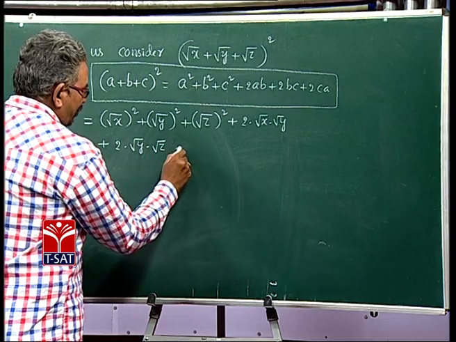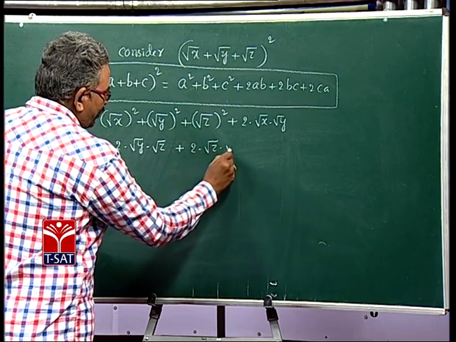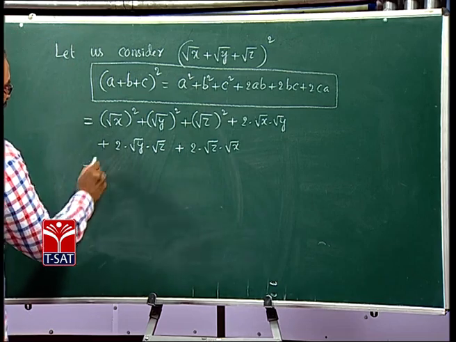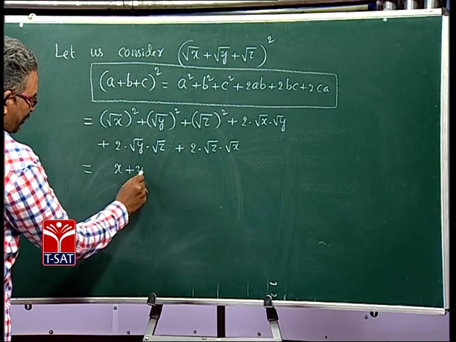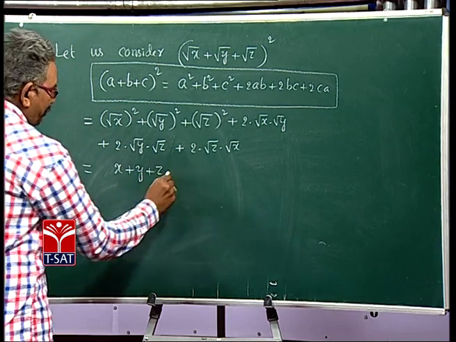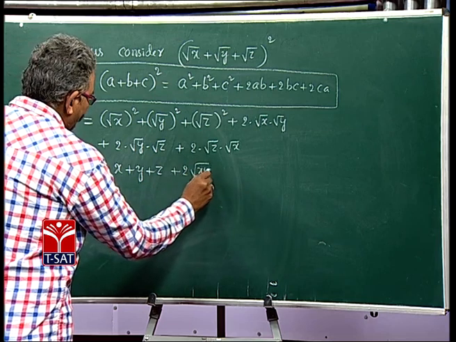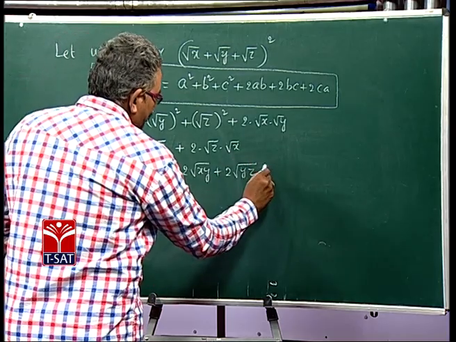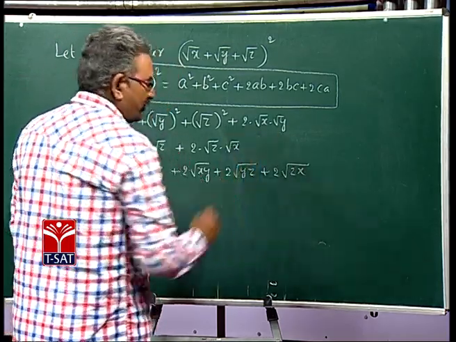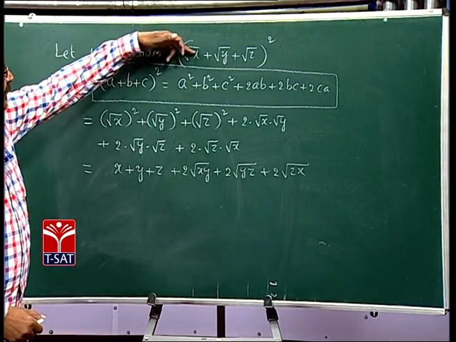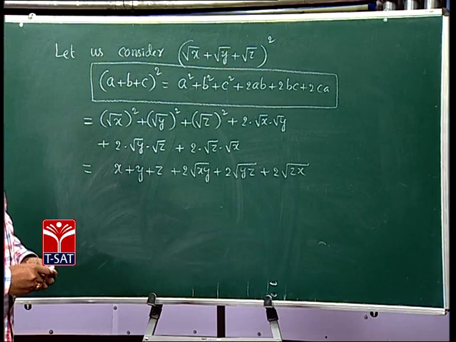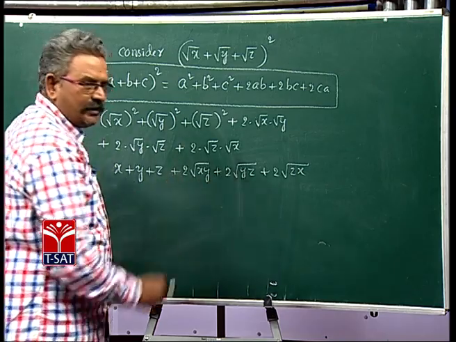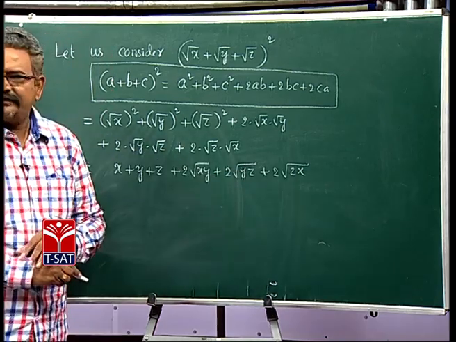Next, plus 2 root z into root x. Now, we can write x plus y plus z plus 2 root xy plus 2 root yz plus 2 root zx. So, now root x plus root y plus root z whole square is equal to x plus y plus z plus 2 root xy plus 2 root yz plus 2 root zx.